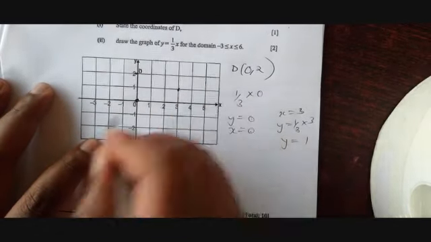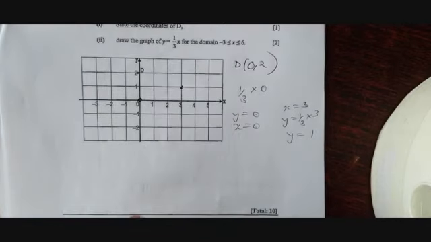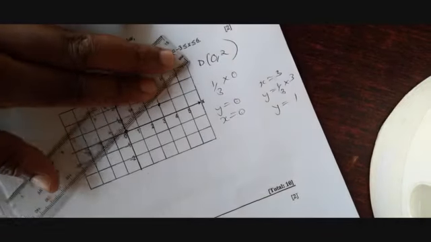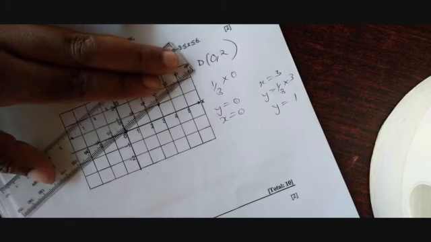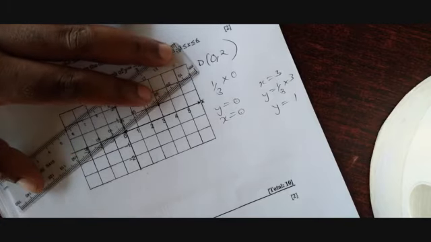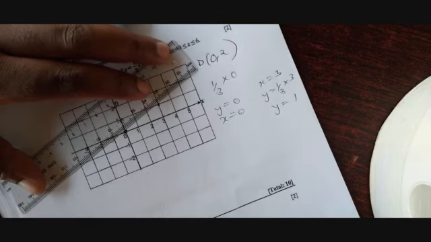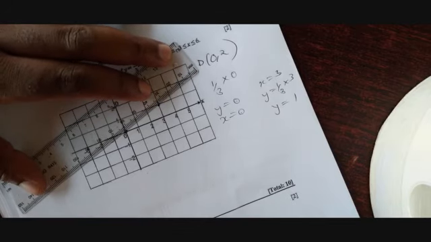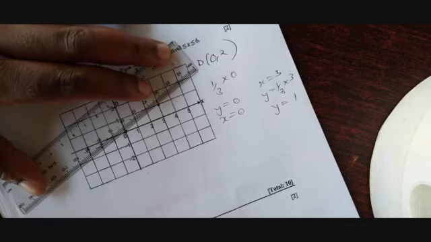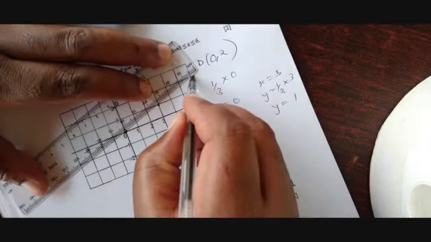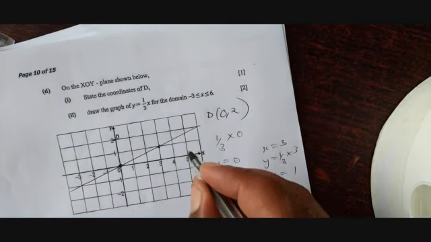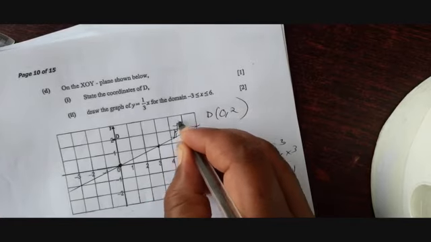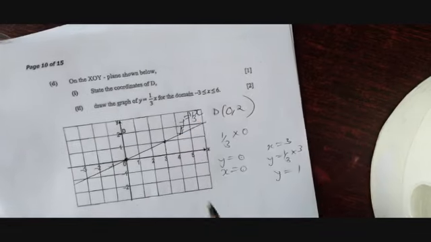These 2 points. Join with your ruler. Just 2 points are enough. Okay, so you can join there. That is your answer. Then you can even name this as y is equal to 1 over 3x. You are done with this one.